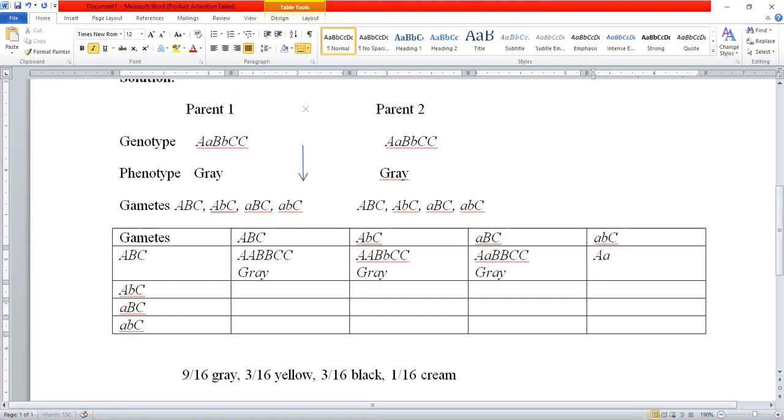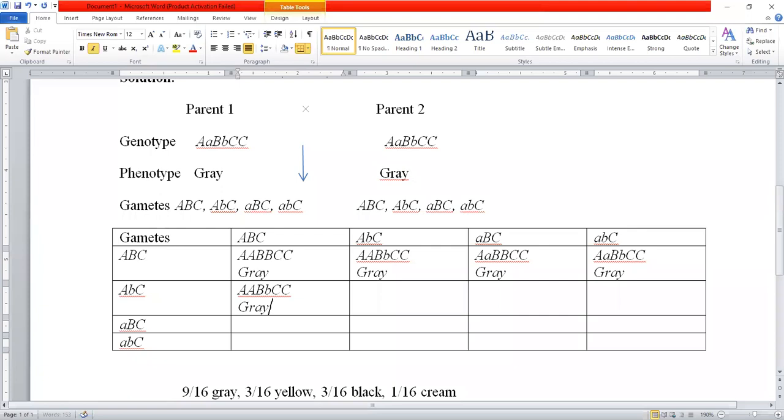This would be capital A, small a, capital B, small b, capital C, capital C. Similarly, the phenotype would be gray because the dominant allele of each of the three genes is present. This would be capital A, capital B, small b, capital C, capital C. This would also be gray because a dominant allele of each of the three genes is present.